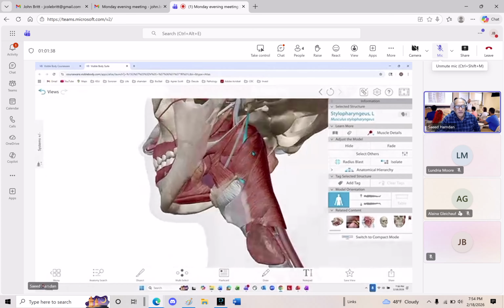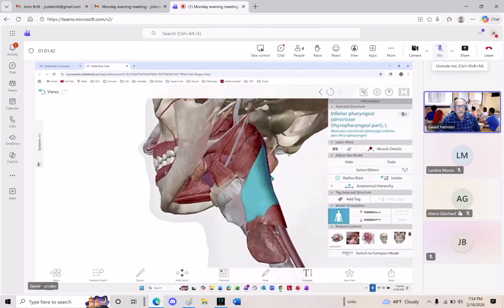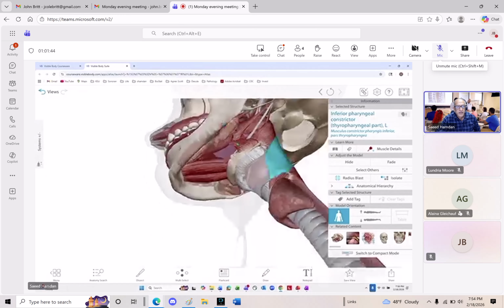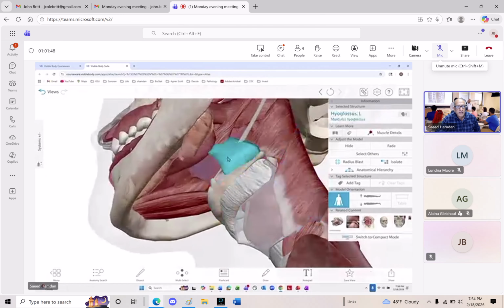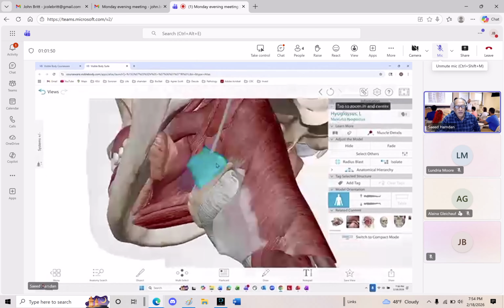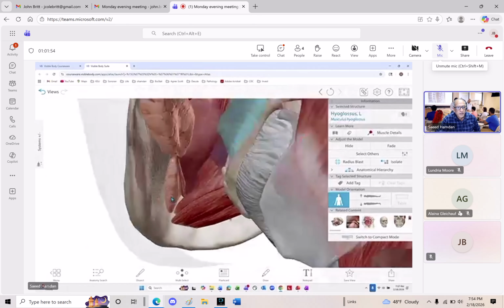Then, of course, this is going to be your middle, and this is your inferior constrictor muscles. Okay? Now, from the hyoid bone to the tongue is going to be your hyoglossus. Now we need another one.